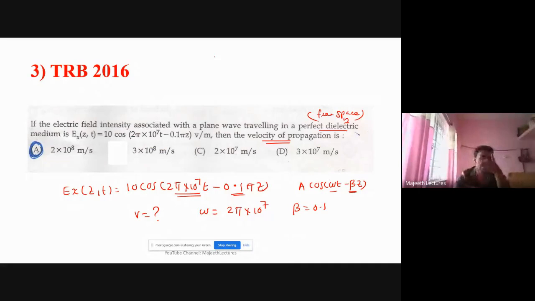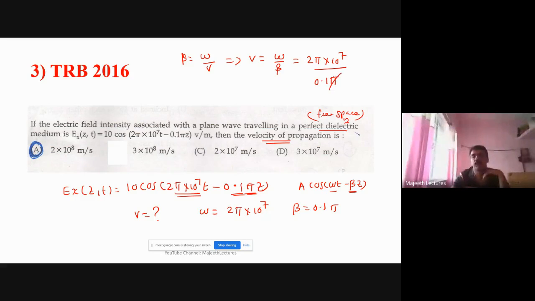So what do I want? V. In the last session we understood that beta is equal to omega by v. This implies v is equal to omega by beta. Omega is 2 pi into 10 power 7, and beta is 0.1 pi. Pi cancels. 2 by 0.1 is 20. So 2 into 10 power 8. Velocity is in meter per second. So 2 into 10 power 8 meter per second.